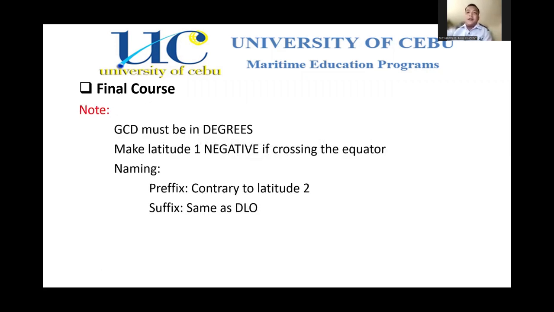So the rule of final course: the great circle distance must be in degrees, as what I said. Make latitude 1 negative if crossing the equator. For the naming, the prefix is contrary to latitude 2 and the suffix is same as the d long.